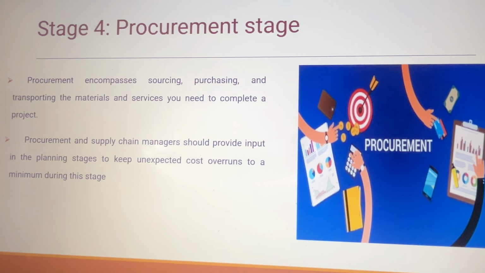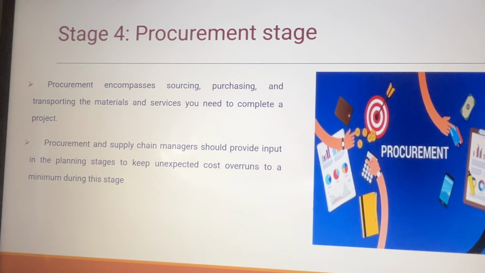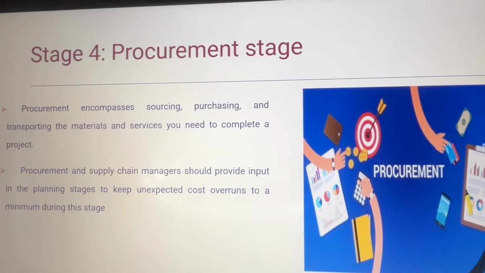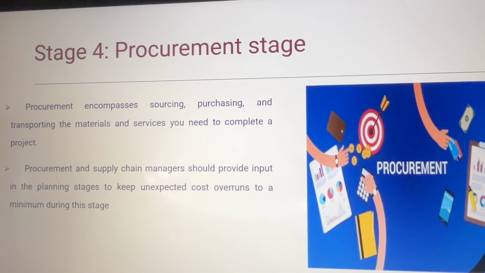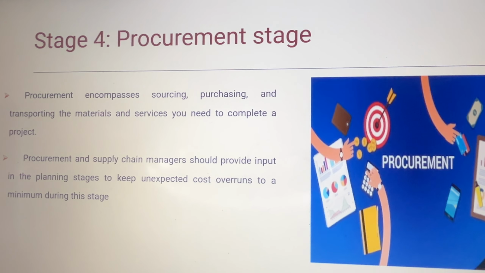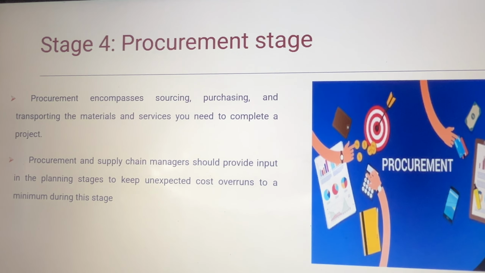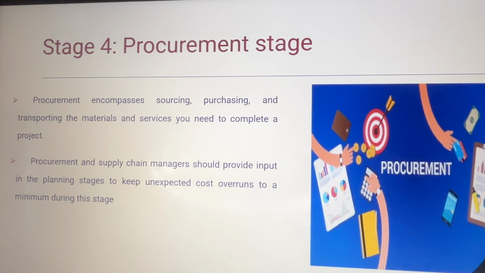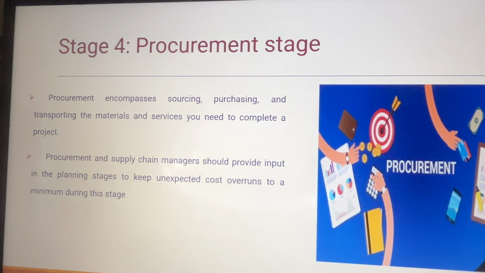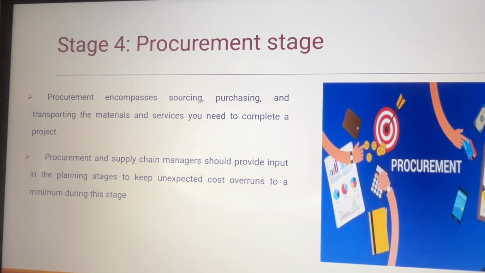Fourth stage is the procurement stage. Procurement encompasses sourcing, purchasing, and transporting the materials and services you need to complete the entire project. So here you have to do the purchasing, transport, and provide the services. Procurement and supply chain managers should provide input in the planning stages to keep unexpected cost overruns to a minimum during these stages.